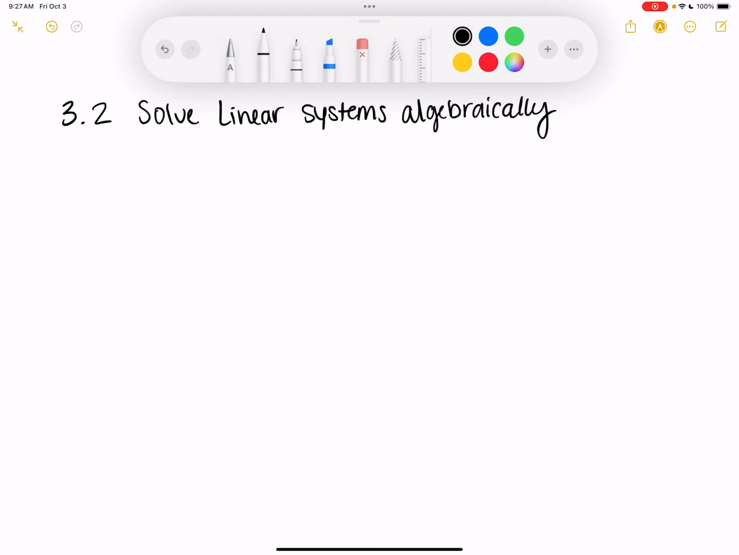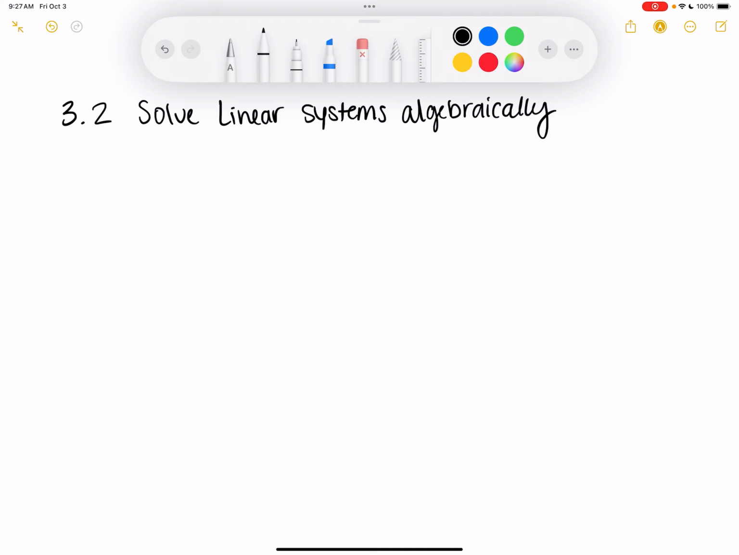All right, solve linear systems algebraically. So we can do this either by substitution or by elimination. Overall, my preferred method is elimination, but it really just depends on how the problem is set up. Some problems lend themselves more to one or the other. But to start with, we're going to start with substitution.